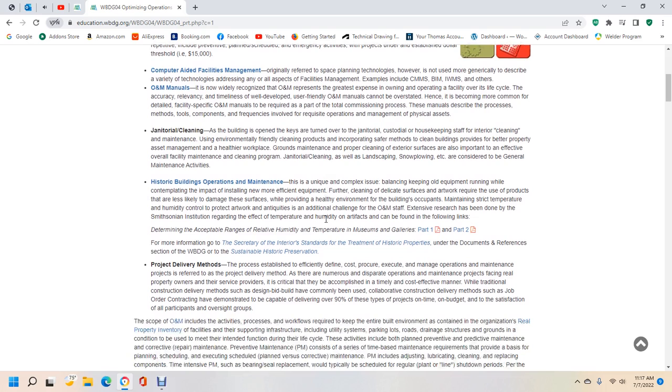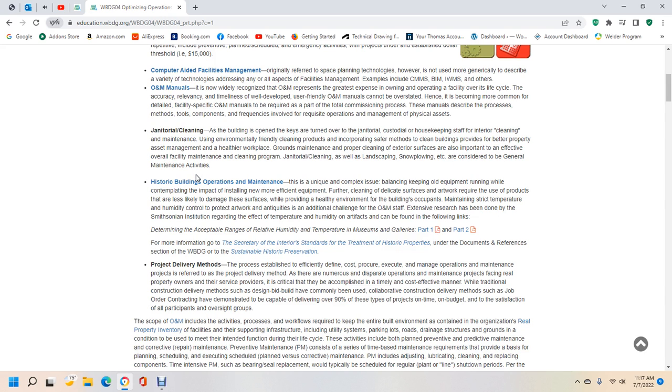physical access and janitorial cleaning. As a building is opened and the keys are turned over to janitorial, custodial, or housekeeping staff for interior cleaning and maintenance, using environmentally friendly cleaning products and safer methods to clean buildings provides a better property for asset management and healthier workplaces. Grounds maintenance and proper cleaning of exterior surfaces is also important to an effective overall facility management and cleaning program. Janitorial cleaning, as well as landscaping, snow plowing, etc., is considered with the general maintenance activities.